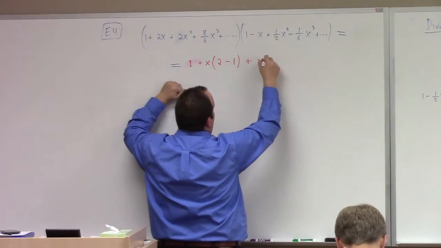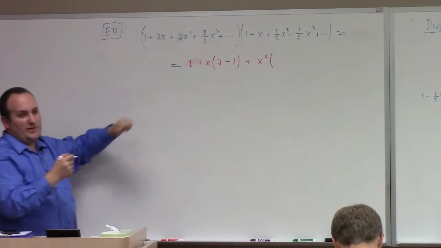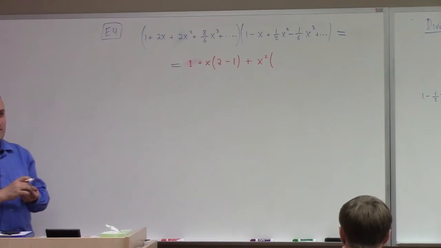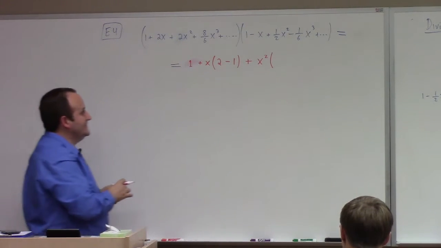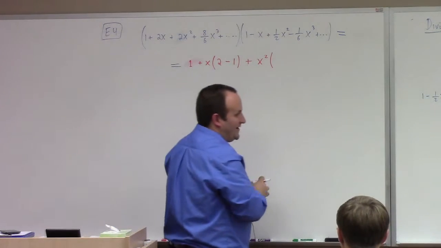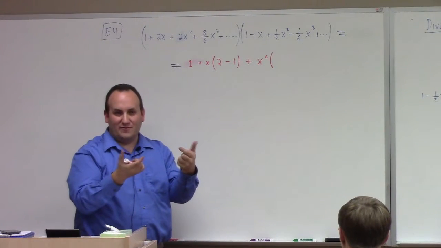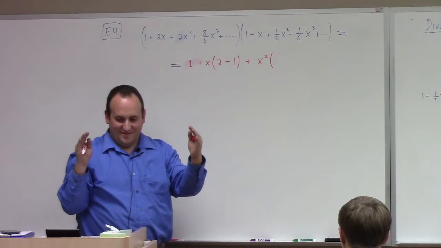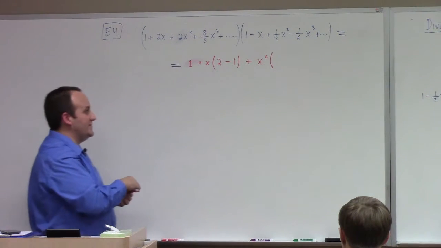x squared. Were you taught to multiply polynomials like this, order by order, from least power to highest power? No, you were taught to FOIL it or something, right? Yeah, FOIL is great if you've got 2 binomials multiplying. But what if you've got a trinomial times a binomial or something else? FOIL is dead to you.